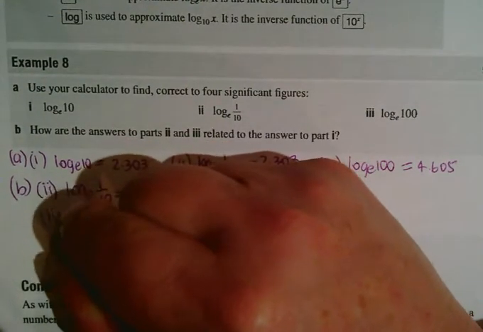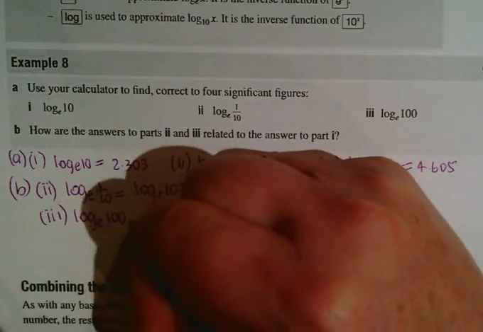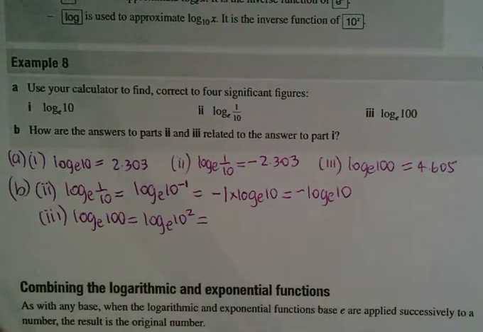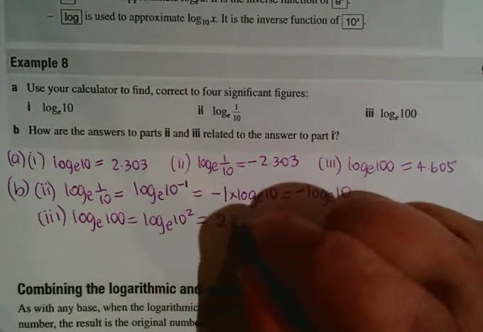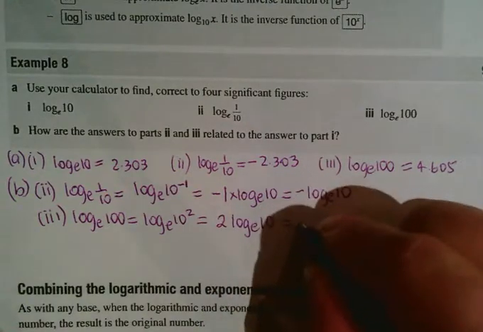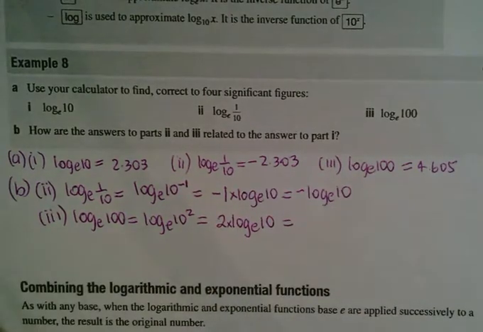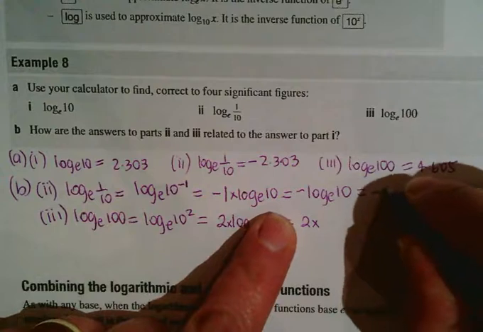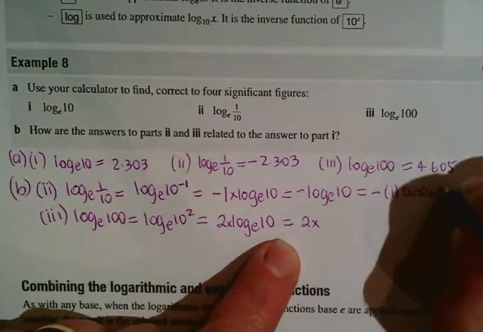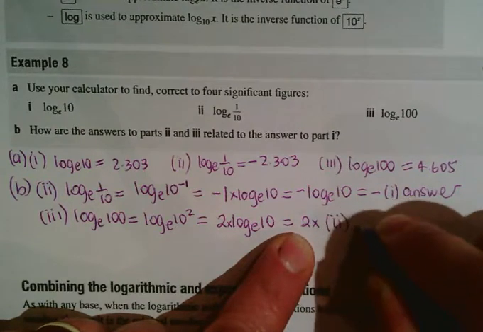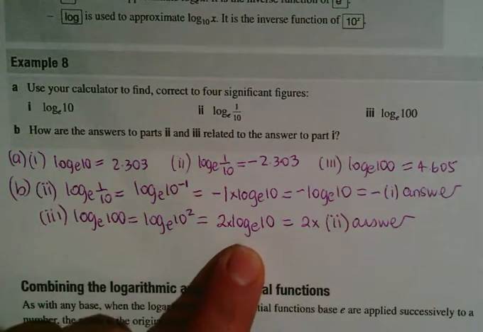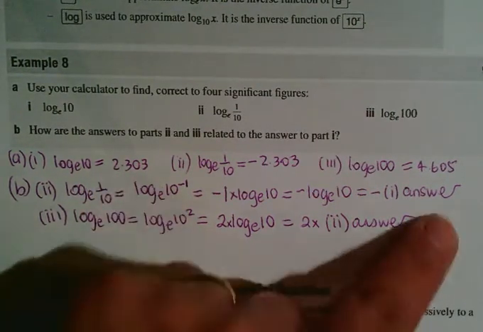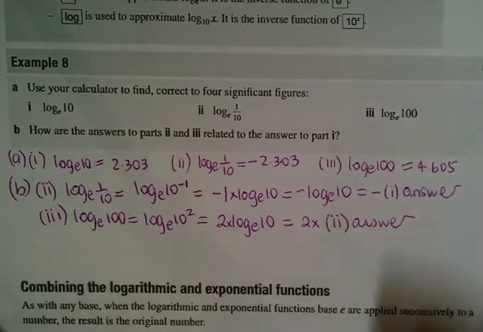And part 3 answer, log to the base e of 100, we know is log to the base e of 10 to the power of 2. And using the log laws where that power of 2 comes to the front, that's 2 times log to the base e of 10. So it'll be 2 times the answer to part 1. So this is the negative of part 1 answer, and this is 2 times your part 2 answer. Because log to the base e of 10 is 2.303, or 2.3025, when you multiply that by 2, you get 4.605.